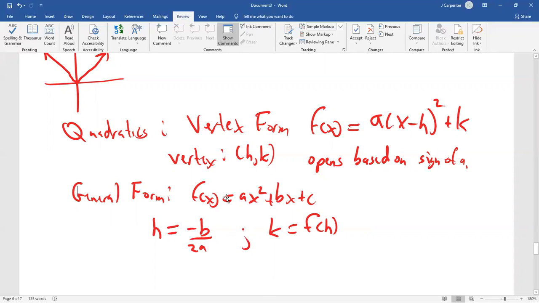Now, we more often than not see things in the general form versus vertex form. We really will not see vertex form a lot in here, but you might see it once or twice. We're going to see things mostly in polynomial forms or factored forms.